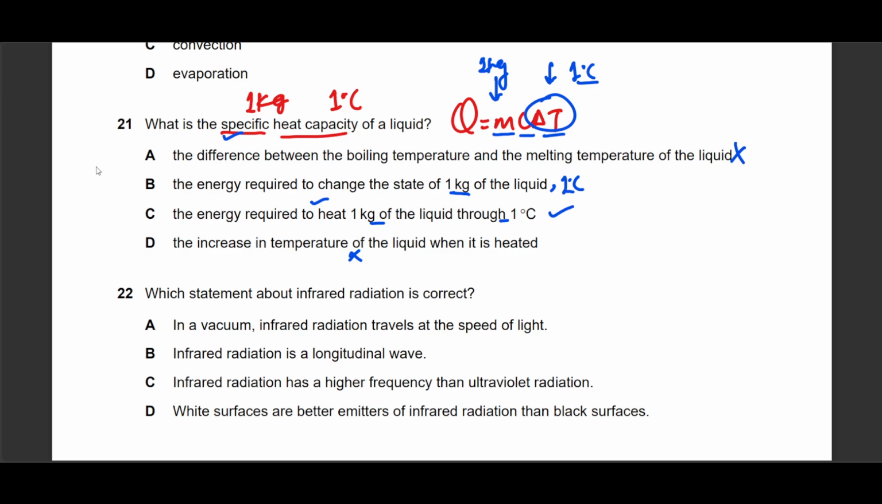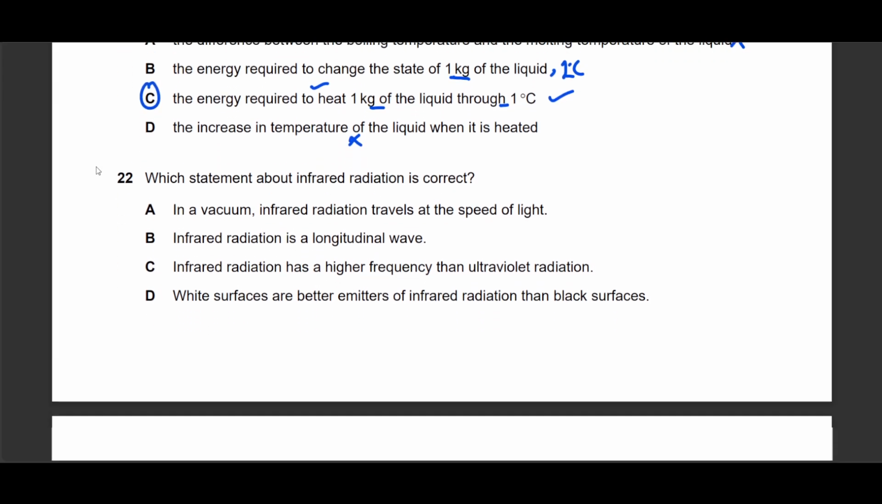Only then can we talk about the specific heat capacity, because then C becoming the subject of the formula becomes something like this, right? So how much energy is spent for 1 kg to raise its temperature by 1 degree centigrade? That is specific heat capacity. So 21 is going to be option C.